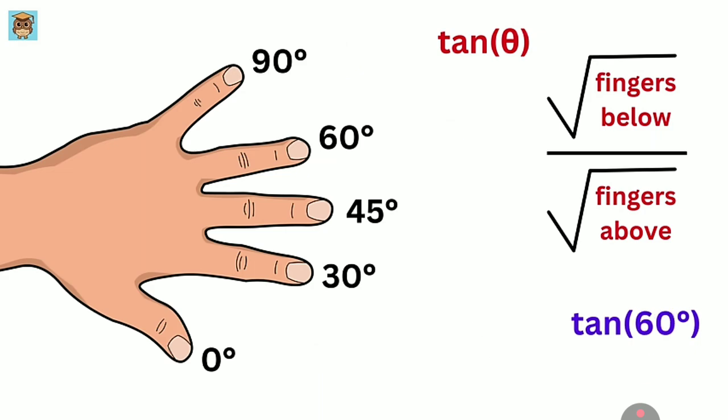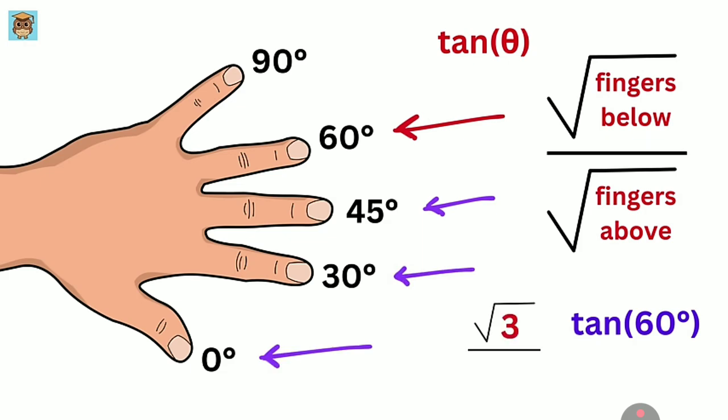Finally, let us look at tan 60 degrees. This is 60 degrees. Fingers below are this, this, and this, so 3, and thus write square root of 3 here. Then fingers above is only this, which is 1, and thus write square root of 1 here. Square root of 1 is 1, and thus the answer for tan 60 degrees is square root of 3. That was super easy, isn't it?